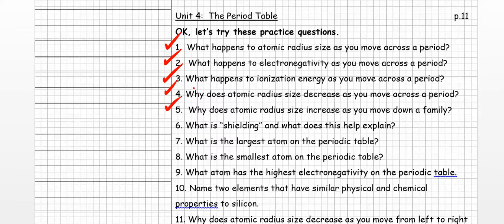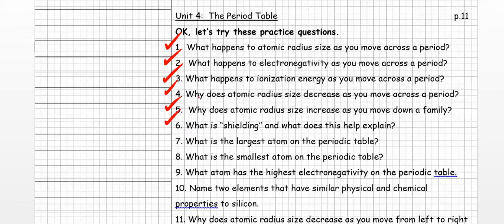What is shielding and what does this help to explain? We've just talked about that. Again, shielding is the interference of the attractive force by intervening electrons. With electrons in intermediate shells, the atomic radius is going to be increased, because those intervening electrons are preventing the full attractive force of the nuclear charge. And this helps to explain why the atomic radius size increases as you move down a family or a group.